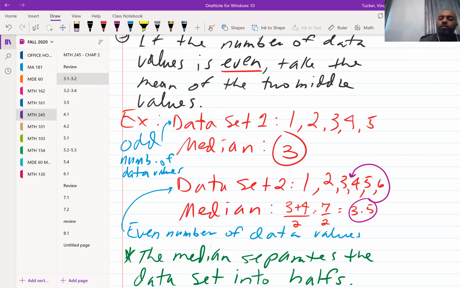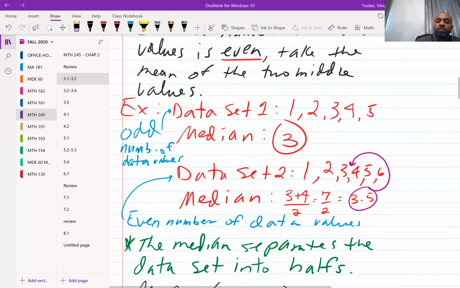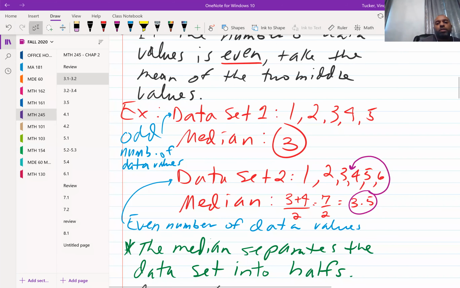All right. Questions on that? Make sure we're okay. So if you have an odd number of data values, all you're going to do is choose the middle value, which would be 3.